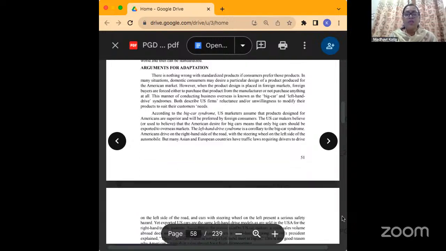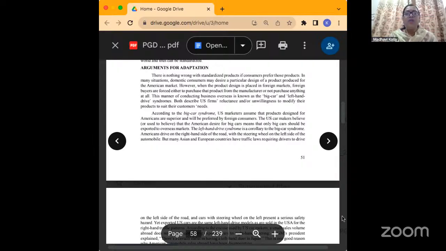So, there is nothing wrong in standardizing products. Like we said, there is economies of scale, the cost is reducing, it is easier to implement and easier to understand. If there is a break in one system, then we have certain changes that are being introduced which are standardized across.